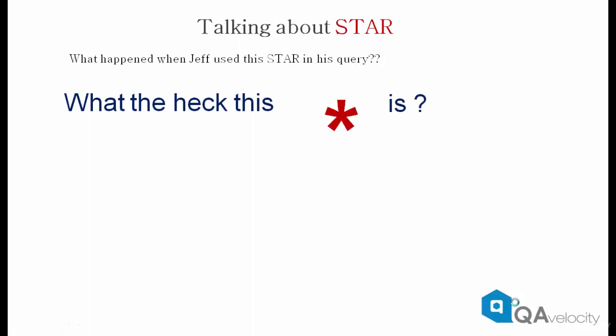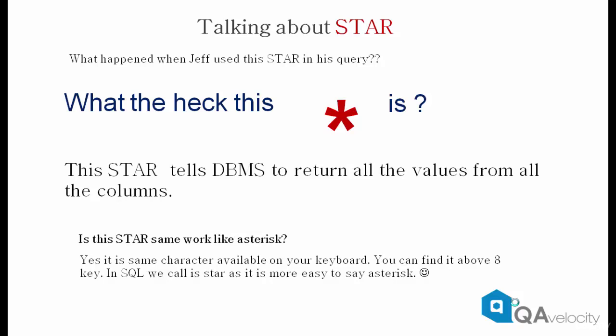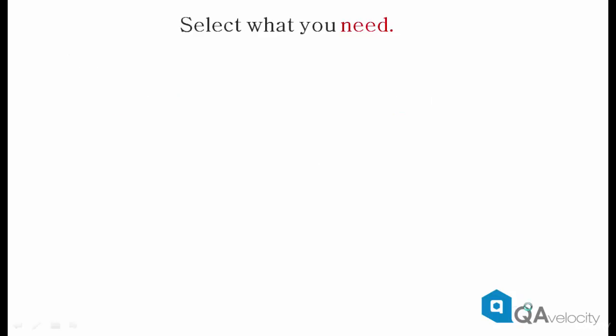Alright, we talked about the select keyword. Now what exactly is this star Jeff had used in his query? Star is used to retrieve all the values from all the columns of a table. Is this star the same as an asterisk? Yes, it is the same character available on your keyboard. You can find it above the 8 key. In SQL, we call it star as it is easier to say star than asterisk.